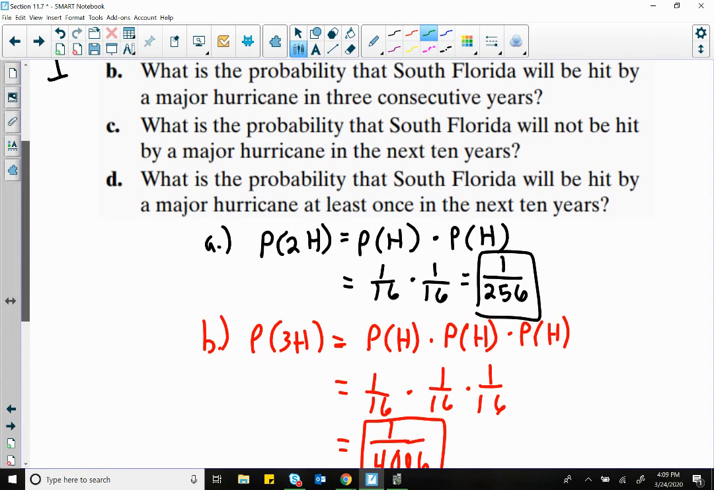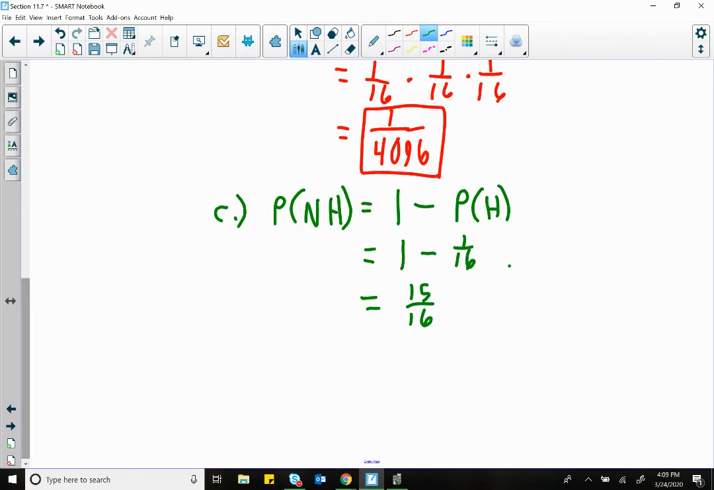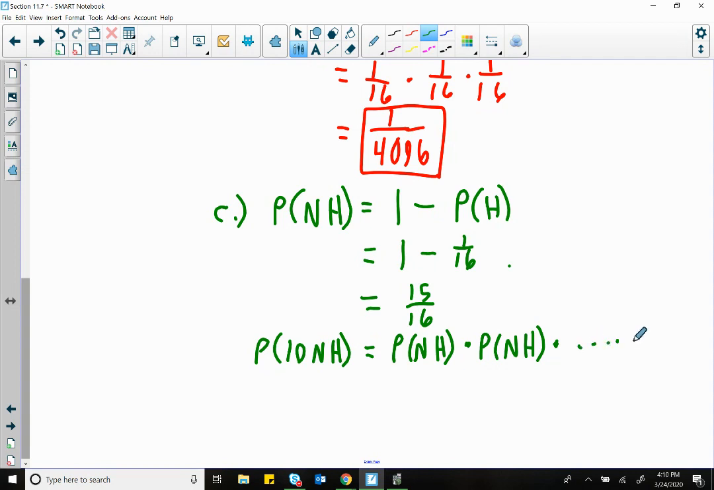But what the next part wants to know about is what's the probability that there will not be a major hurricane for the next 10 years. So I want you to notice something. I mean, we can actually write this out. If you want the probability of 10 non-hurricane seasons, you can come in here and you can take the probability of a not hurricane times the probability of a not hurricane times all the way out to multiplying by the probability of a not hurricane.